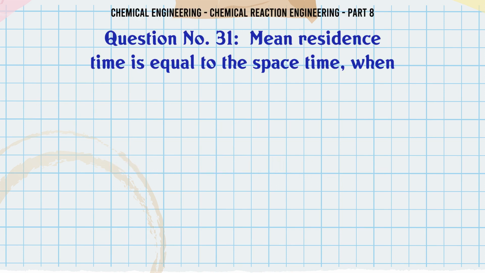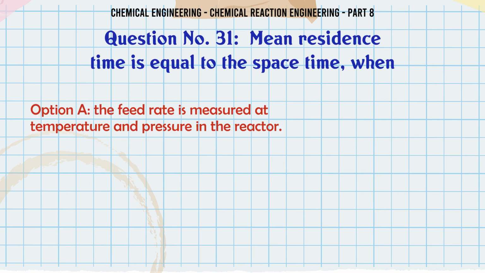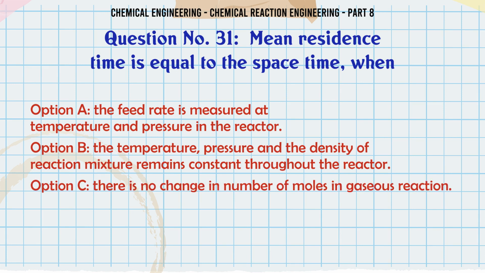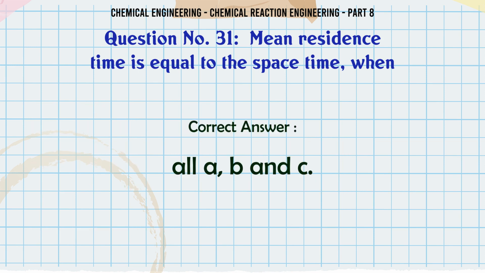Mean residence time is equal to the space time when A. the feed rate is measured at temperature and pressure in the reactor. B. The temperature, pressure, and the density of reaction mixture remain constant throughout the reactor. C. There is no change in number of moles in gaseous reaction. D. All A, B, and C. The correct answer is all A, B, and C.